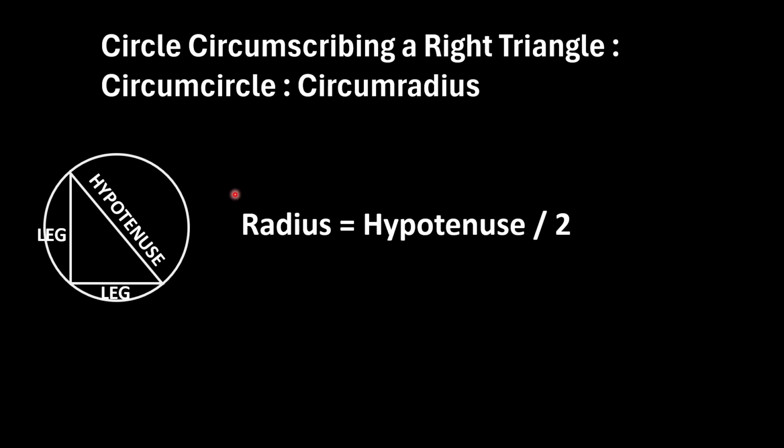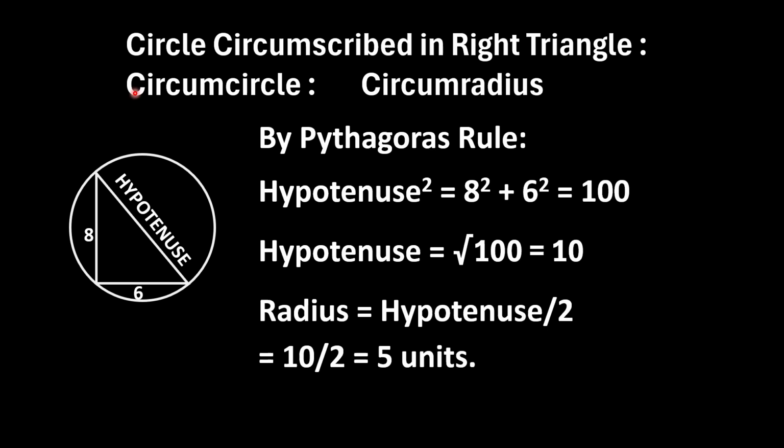Let us take one example to make it clear. So here we have a circumcircle, a circumscribing circle. The circle is outside, touching the 3 vertices of the triangle. So it is a circumscribing circle or circumcircle. Now how to find the circumradius? By Pythagoras rule, hypotenuse square will be 8 square plus 6 square.